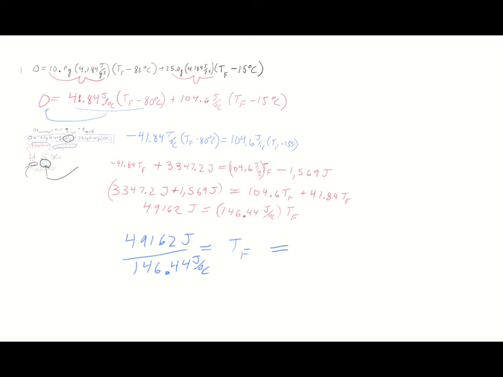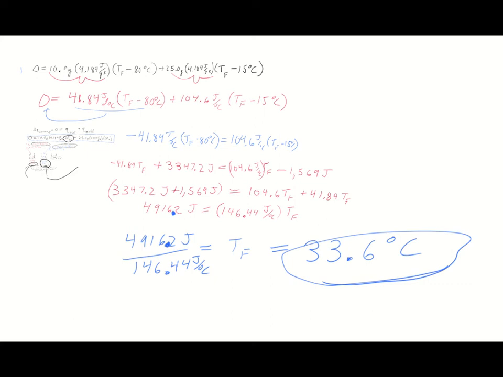Sorry for the silence there. I was just double checking my calculator work. And what did I do wrong? I gained a decimal point somewhere. Oh, that should have a decimal point right there. That's it. I dropped my decimal. So let's try that again, shall we? 4,916.2 divided by 146.44. There we go. That's much better. Gives us 33.6 degrees Celsius as the final temperature of our water mixture.